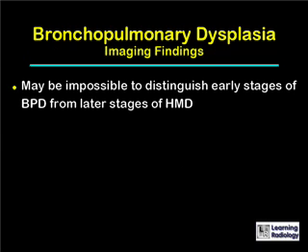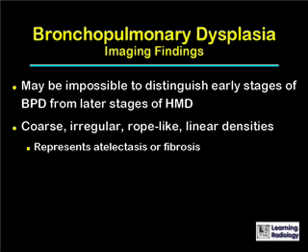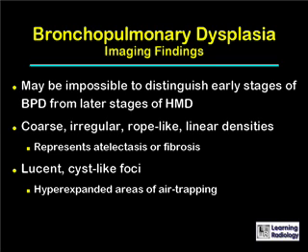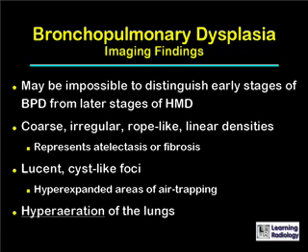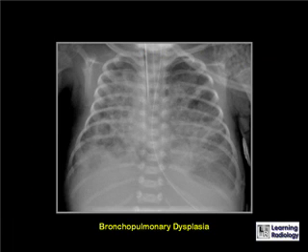The imaging findings in bronchopulmonary dysplasia may be impossible to distinguish from the later stages of hyaline membrane disease. There are usually coarse, irregular, rope-like linear densities in both lungs that represent atelectasis or fibrosis. Intermixed with these are areas of lucency, cyst-like foci that represent hyperexpanded areas of air trapping. Most of the time, there is hyperaeration of the lungs in bronchopulmonary dysplasia.